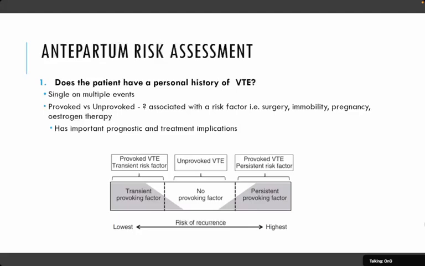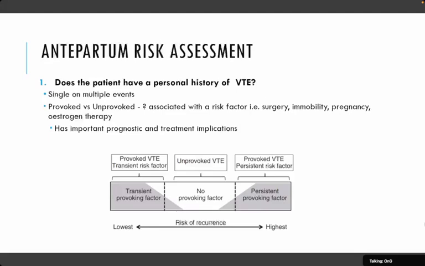It's also important to establish if this prior event was provoked or unprovoked. And by being provoked, it means if it was associated with certain risk factors such as surgery, immobility, or pregnancy, or estrogen therapy. And this is said to have important prognostic and treatment implications. For example, patients with provoked VTEs and those with persistent risk factors have a higher risk of occurrence. And if, for example, a VTE was provoked by major surgery previously, it's said to have a low risk of recurrence in the current pregnancy.